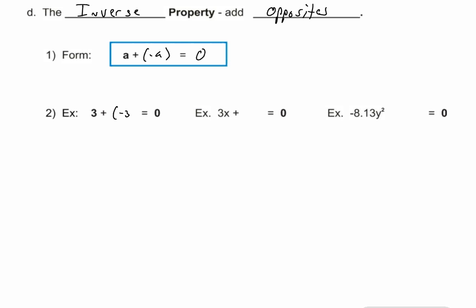So 3 plus negative 3 is 0. 3x plus negative 3x is 0. And do I have room for this one? Negative 8.13y squared plus 8.13y squared equals 0, right? Opposite numbers. Who cares if there's a bunch of variables? One's positive, the other's negative, same thing. A negative 8.13y squared and a positive 8.13y squared is going to give you 0, right? One's positive, one negative, everything else the same, 0. Good enough? Good to go? All right, I'm going to keep rolling.